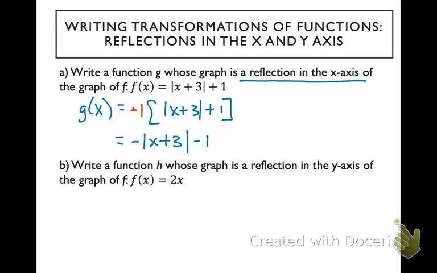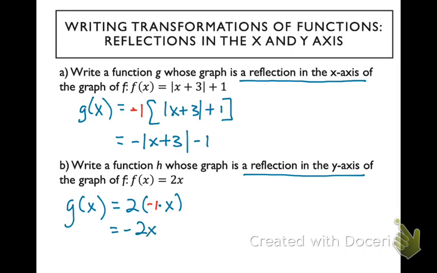B says write a function h whose graph is a reflection in the y-axis. If we want to reflect across the y-axis, we are just focusing on the input, and we are going to multiply that by negative 1. We're going to make it the opposite sign. So we'll say, and I should have used h of x, but I just am in the habit of using g. So 2 times, now notice I open a parentheses around the input, and I say negative 1 times x. But when I simplify, that negative comes out front, and it's just negative 2x. So with a line, a y-axis reflection will also look like an x-axis reflection.